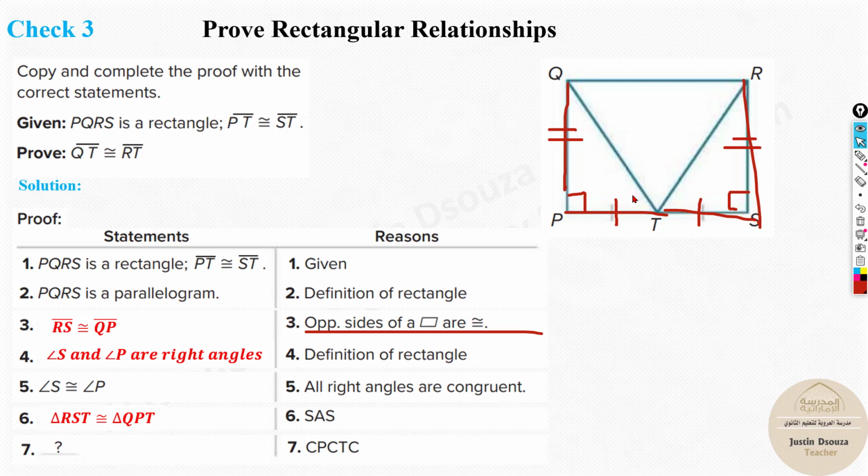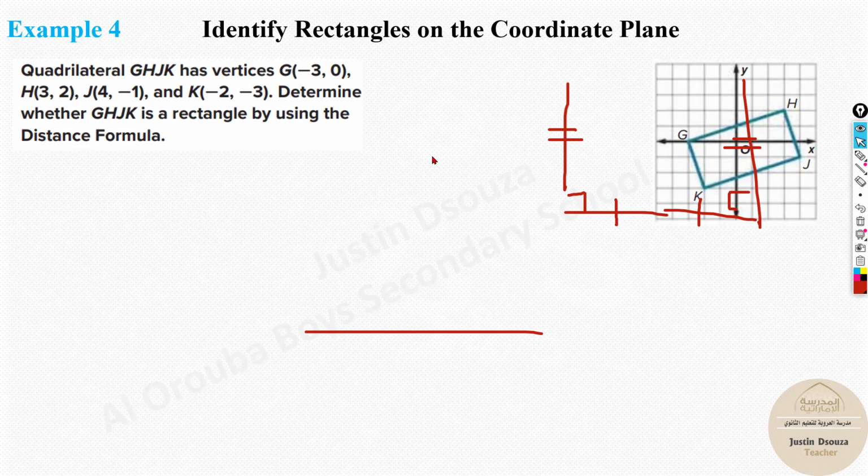In this SAS postulate, if we find a side, then an angle and a side congruent, then those triangles are entirely congruent. Now, corresponding parts of congruent triangles are congruent. That means if these two triangles are congruent, then each of the corresponding parts is congruent. So we can say this is equal to this, this is equal to this, this is equal to this, and QT will be equal to RT. That's how we prove it. This is the proof. This is how we solve it basically.